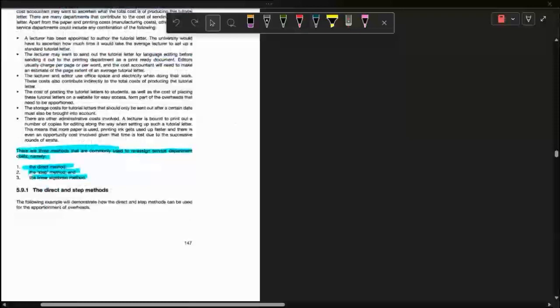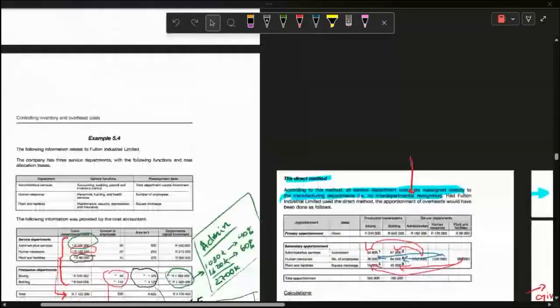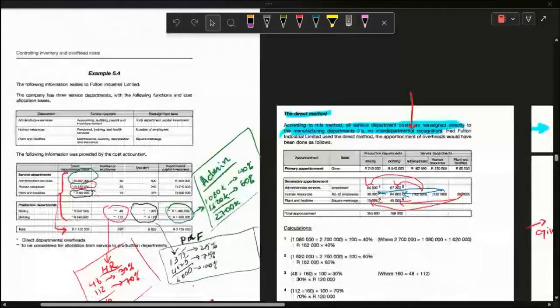So now they say there is a direct method of reassigning those service department costs. So we are taking the cost of the service departments and reassigning them to the manufacturing departments so that we know the actual accurate cost of producing one unit of a particular product. All right, so the direct and step method, let's start there. And you have example 5.4 that is given to you.